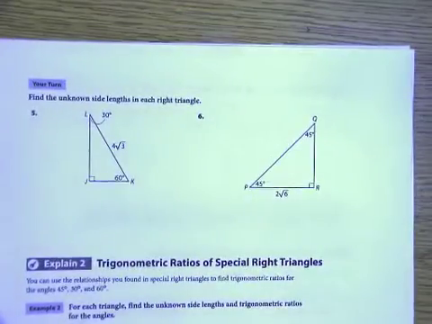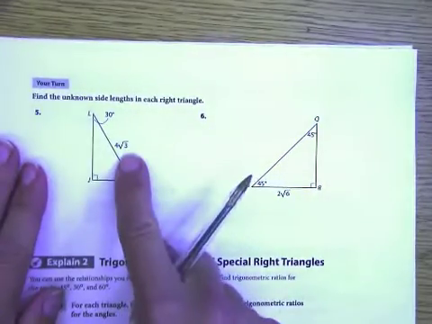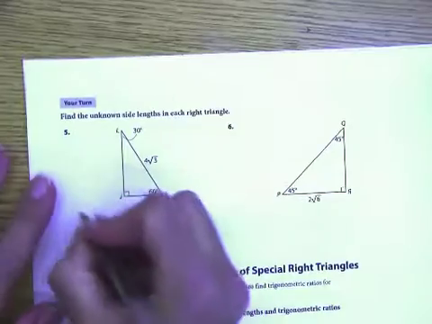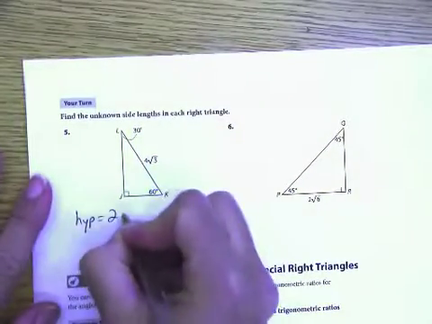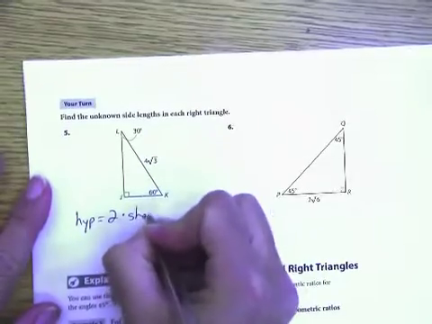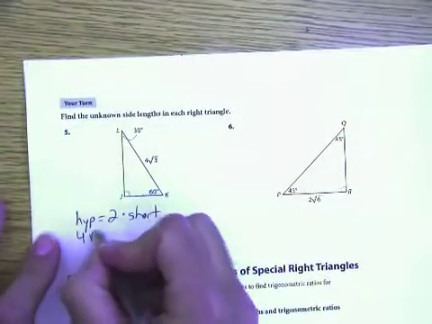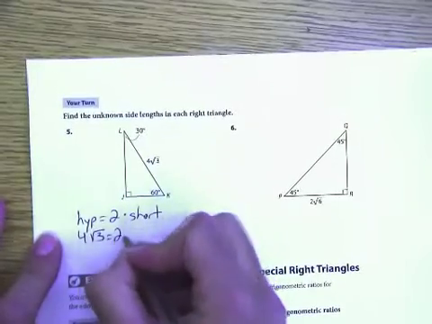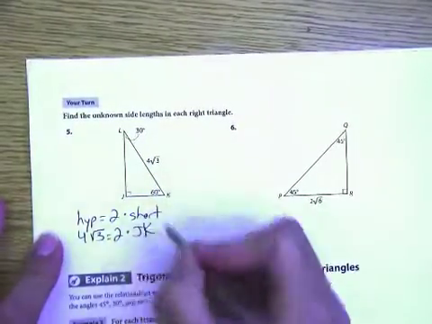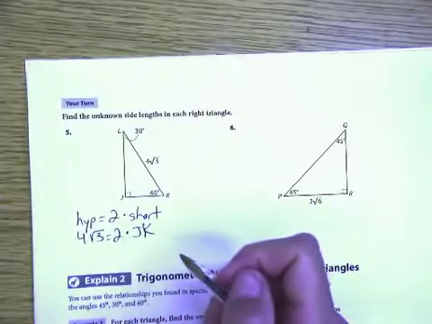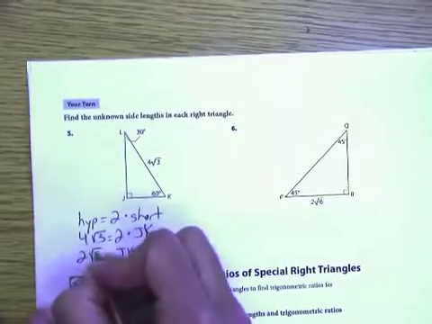A couple more examples like that. Here, I have a 30, 60, 90, and I know the hypotenuse. I know that the hypotenuse equals 2 times the short leg. So my hypotenuse is 4 radical 3. That's going to equal 2 times JK. And so in order to solve for JK, I'm just going to divide both sides by 2. That means JK is 2 radical 3.